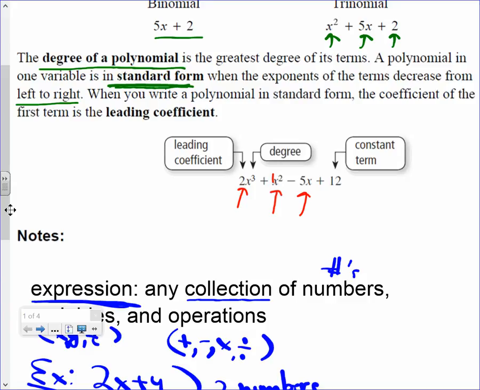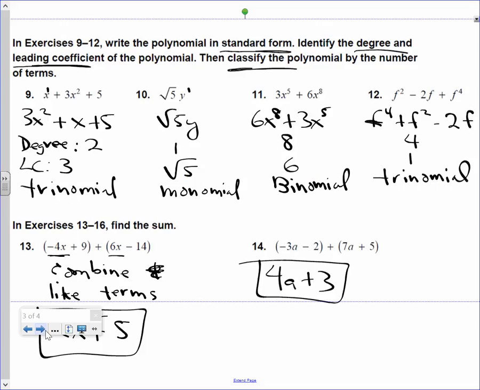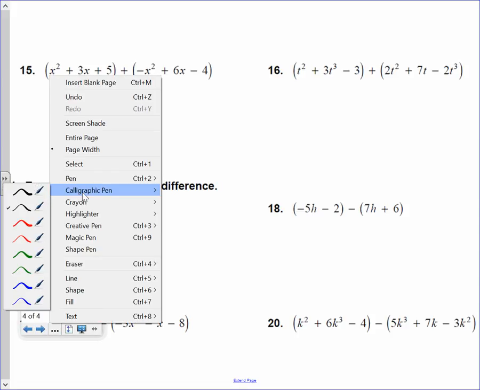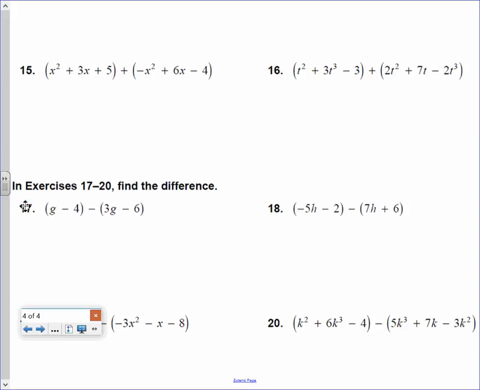Now, back over here. We're on number 15 together. Watch this. So I've got, what kind of polynomial would this be called? Three terms? A trinomial plus another trinomial. Watch this now. What's the coefficient here? 1. The coefficient here is 3, and then we've got 5. That's a constant term. It's a number. Coefficients here: -1, 6, and then -4.